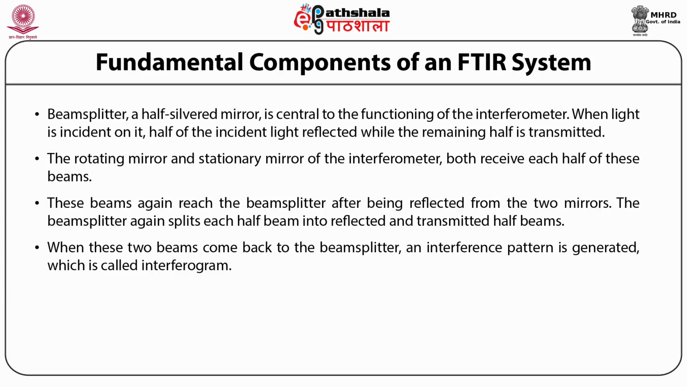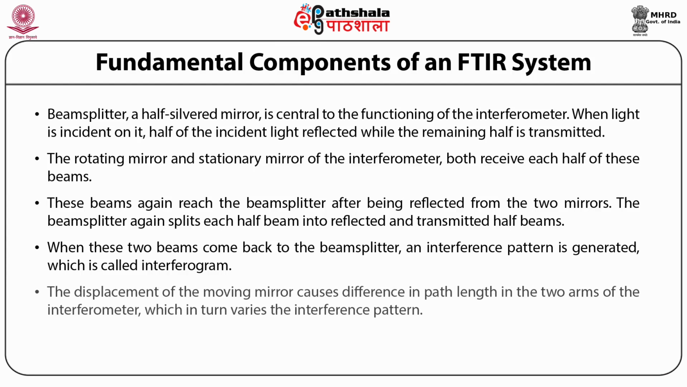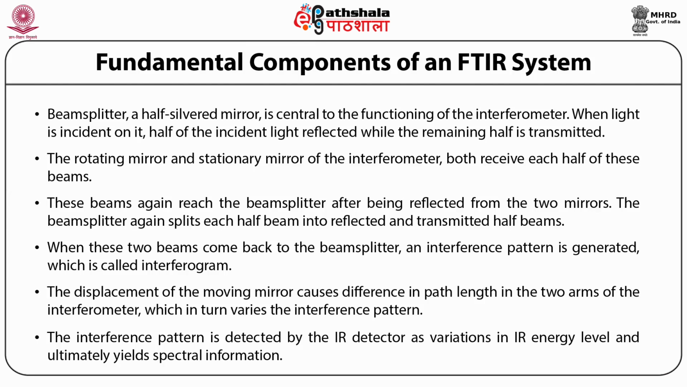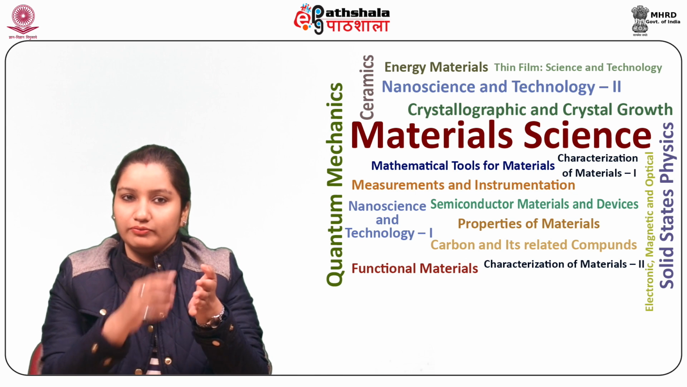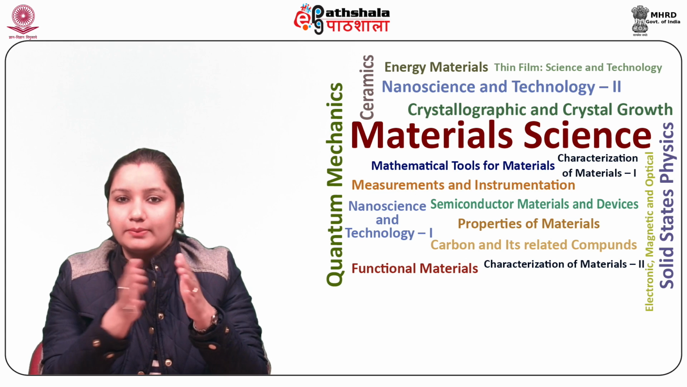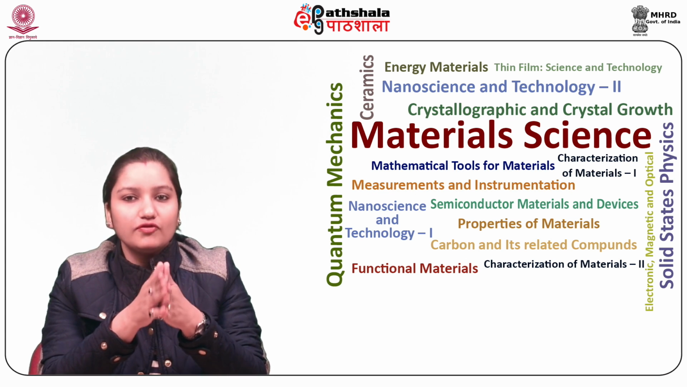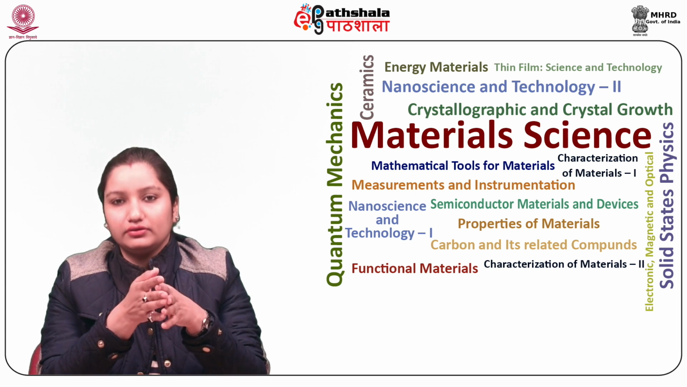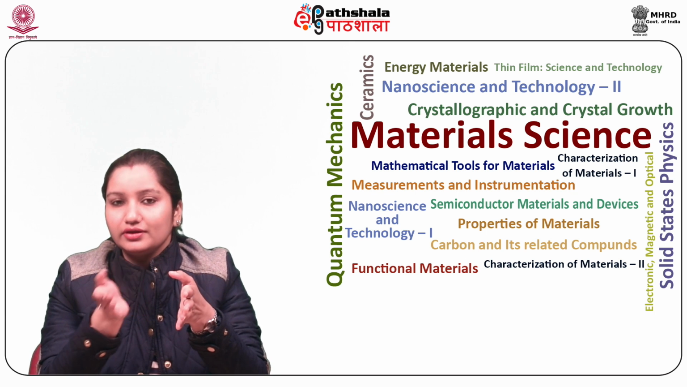When these two beams come back to the beam splitter, an interference pattern is generated, which is called an interferogram. The displacement of the moving mirror causes a difference in path length in the two arms of the interferometer, which in turn varies the interference pattern. The interference pattern is detected by the IR detector as variations in IR energy level and ultimately yields spectral information. Thus, the light entering the interferometer from the source is either sent back to the source or directed towards the IR detector. The moving mirror, while scanning back and forth, causes greater or less than half of the total light entering the interferometer to reach the detector. The light which does not go to the detector is sent to the source.